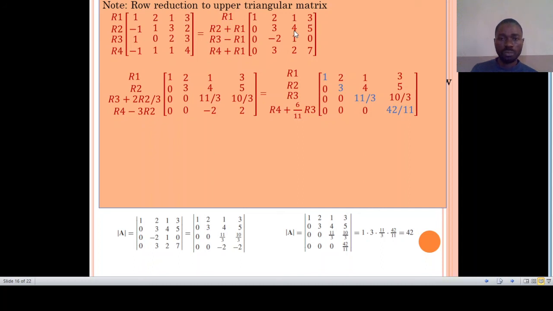2 times 4, making 8, divided by 3. That is 8 divided by 3 plus 1, which is going to give me 11 divided by 3 here. I can equally say 5 multiplied by 2, which is 10, divided by 3, 10 over 3 plus 0, which gives me 10 over 3. I'm done with this row.